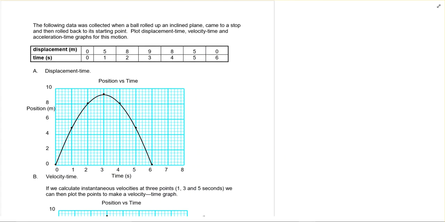So here's a situation where you've got something that is accelerating. It says the following data was collected when a ball rolled up an inclined plane. So we've got an inclined plane here, and a ball. It rolls up, stops, and then rolls back down again. So that's our situation. It says make position time, velocity time, and acceleration time graphs.